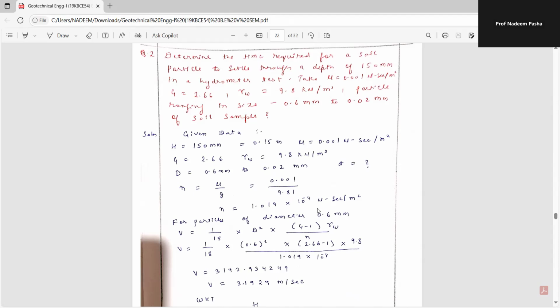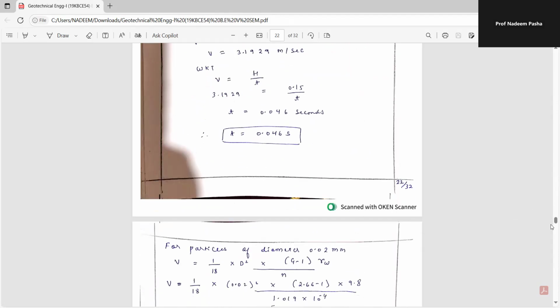For particles of diameter 0.6 mm, from Stokes law, V is equal to 1 by 18 into d square into (G minus 1) gamma W by N. Substituting d is 0.6, G is 2.66, gamma W is 9.8, N is 1.019 into 10 to the power minus 4. So V comes out to be 3.1929 meter per second. We know that V equals H by T. V is 3.1929, H is 0.15, so time comes out to be 0.046 second.